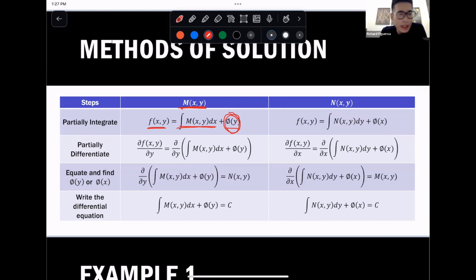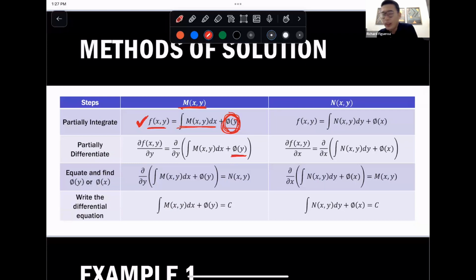So the next step, after partially integrating the function, is to partially differentiate it with respect to y. Kasi ang gusto natin dito, magkaroon ng phi prime of y. This is already the component for the differential equation, but we need to get what is phi of y. So the next step is to partially differentiate it with respect to y.